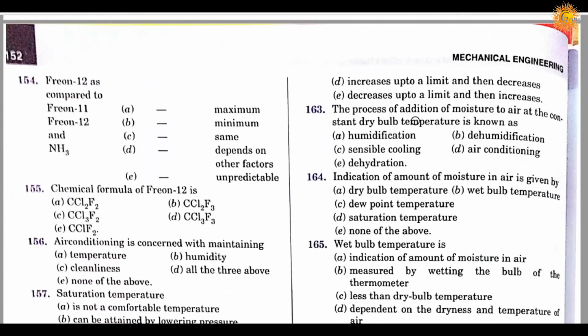Question number 163. The process of addition of moisture to air at a constant dry bulb temperature is known as option A, humidification, option B, dehumidification, option C, sensible cooling, option D, air conditioning, option E, dehydration. So the correct answer is A. It will be humidification.